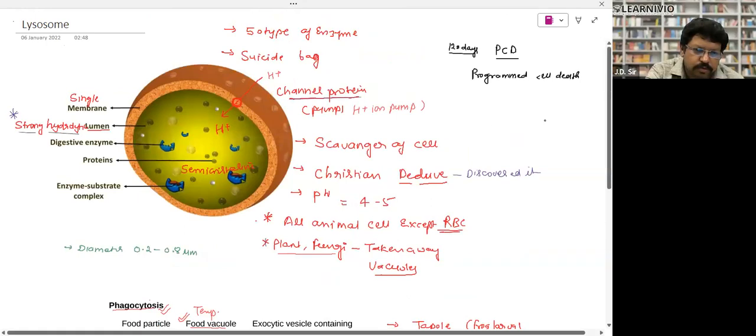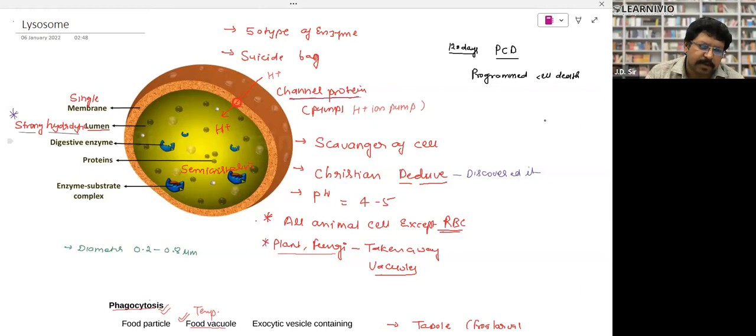So do one thing, please draw this diagram and write down only: single membrane, strong hydrolytic enzyme, digest, and protein, and that's it. Draw this diagram quickly. It's a very simple diagram. Then I will dictate each and everything that I have told you.